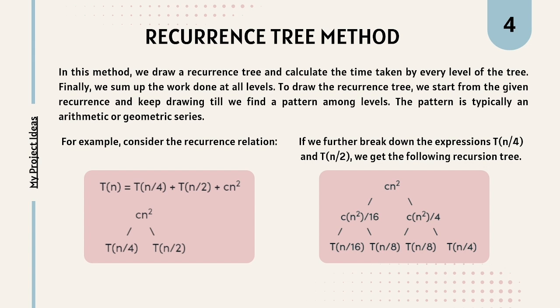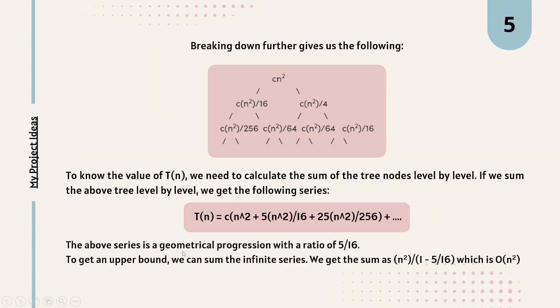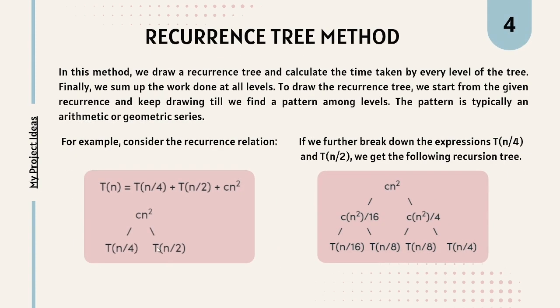For example, if you consider this recursive relation, the last term, that is Cn square, is written here and it is divided into two parts, n by 4 and n by 2. Here, Cn square will be n square by 16 and n square by 4. So this is breaking the expression into n by 4 and n by 2. Then this will be divided into n by 16 and n by 8. This will be divided into n by 8 and n by 4. Got it?